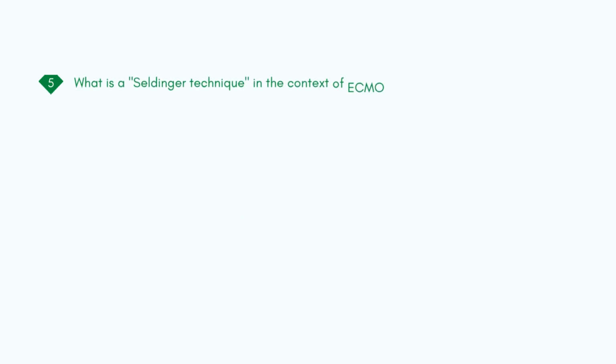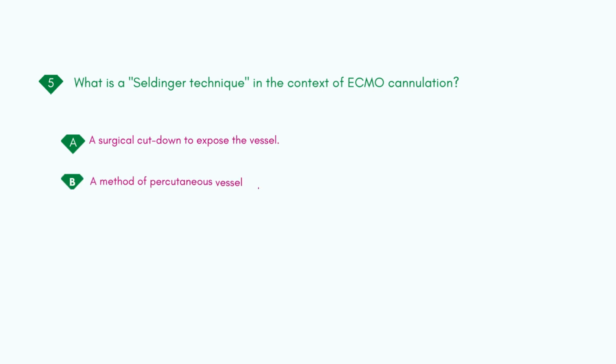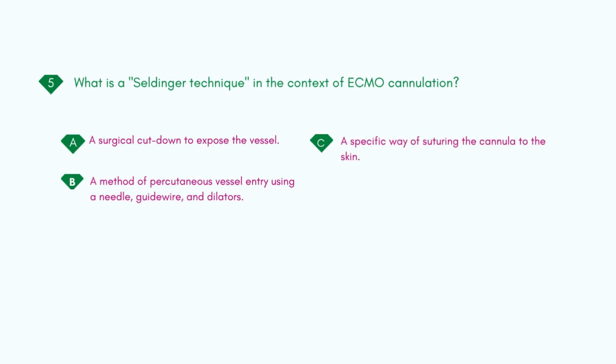What is a Seldinger technique in the context of ECMO cannulation? A. A surgical cut-down to expose the vessel. B. A method of percutaneous vessel entry using a needle, guide wire, and dilators. C. A specific way of suturing the cannula to the skin. D. The process of priming the circuit with albumin.